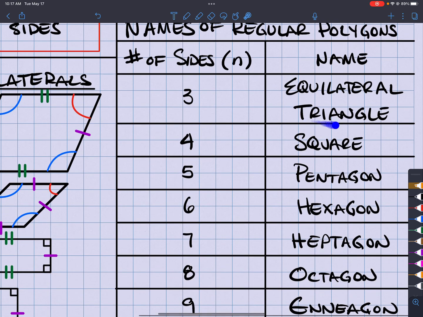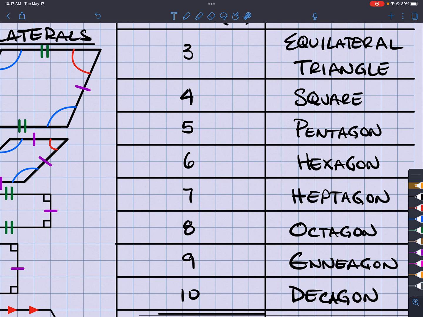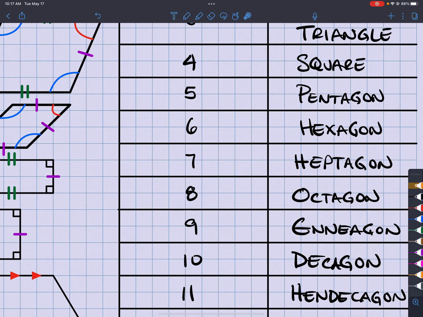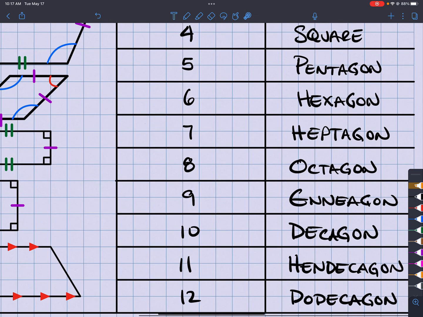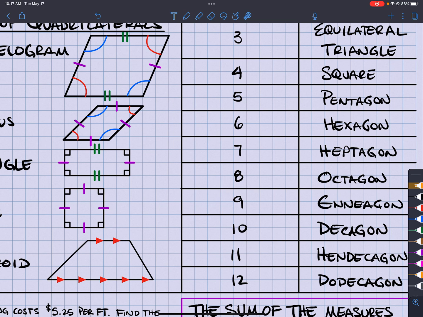So 3 will be equilateral triangle, 4 sides, which we would call rectangle. Well, if all 4 sides were the same, then it would be a square. 5 will be pentagon, hexagon, heptagon, and so on and so forth as you go, all the way up to 12. I didn't really want to go more than that. I didn't think you guys need anything more than that.